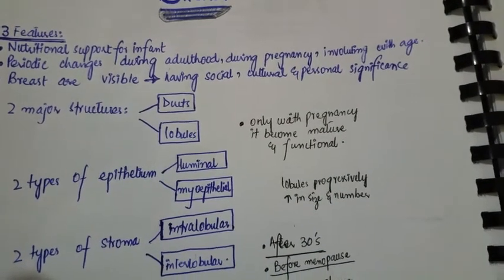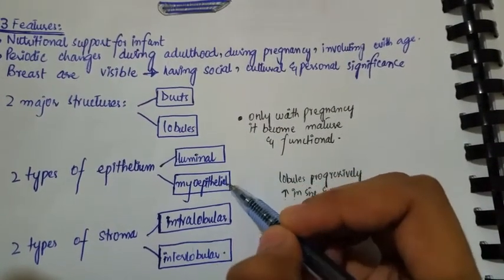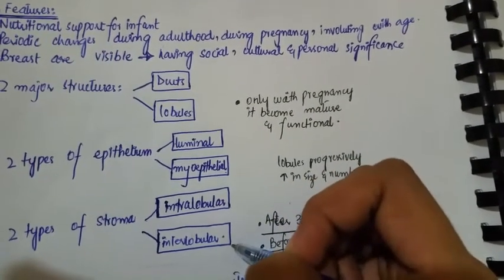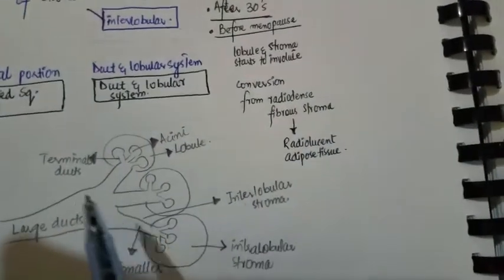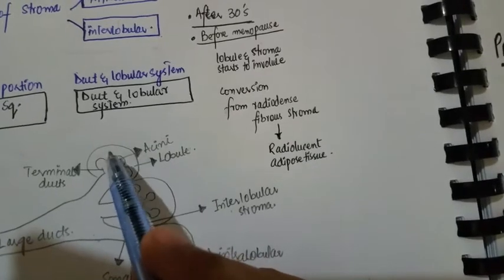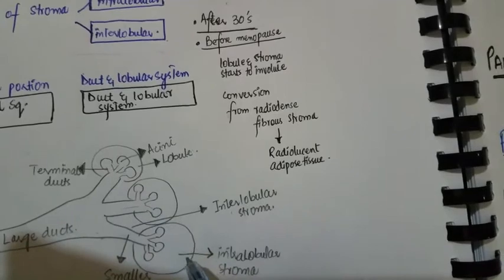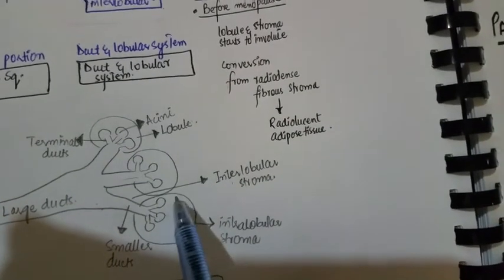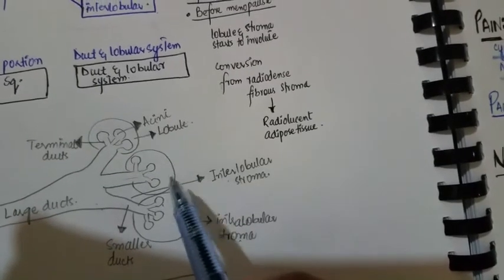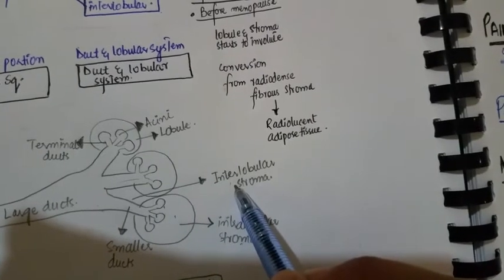It has two major structures, the duct and the lobules. Two types of epithelium, luminal and myoepithelium. Two types of stroma, the intralobular and the interlobular. These are the ducts, and these are the lobules. Within the lobules, the acini are present. The connective tissue or stroma present in the lobule itself is known as intralobular stroma, and the stroma or connective tissue between the adjacent lobules is known as interlobular stroma.